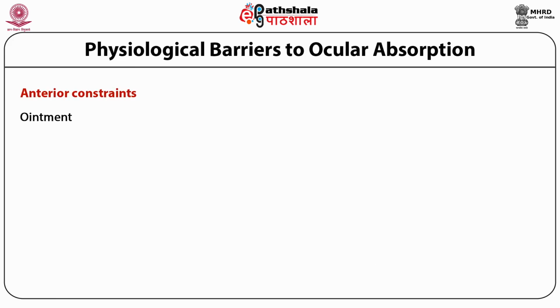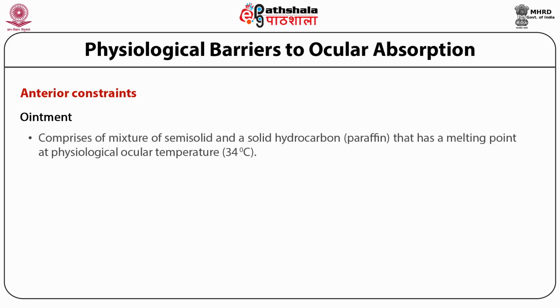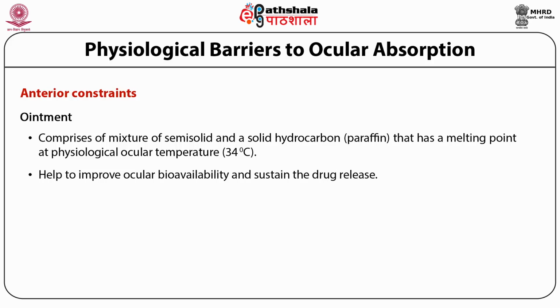Then we have the ointments, which primarily are the oldest form of conventional dosage forms targeted for ocular delivery. They primarily comprise a mixture of semi-solid and solid hydrocarbons that has a melting point at physiological ocular temperature of about 34 degrees centigrade. These help to improve ocular bioavailability and sustain the drug release.